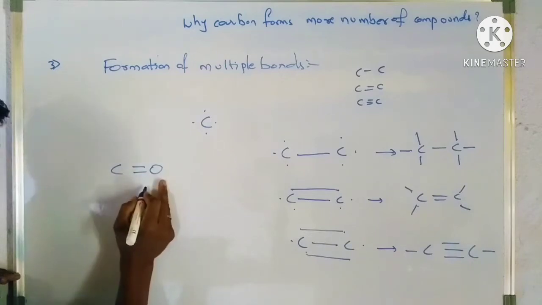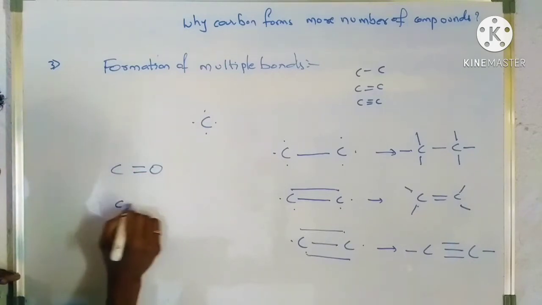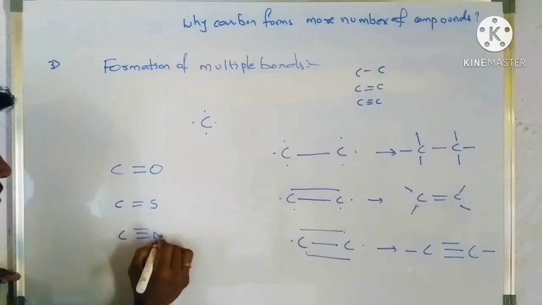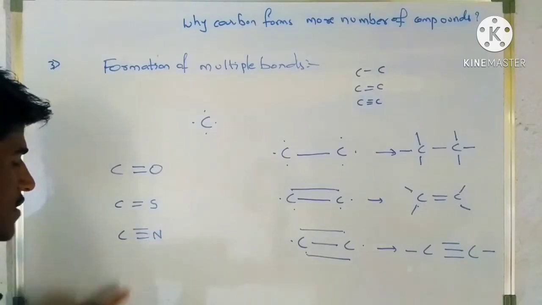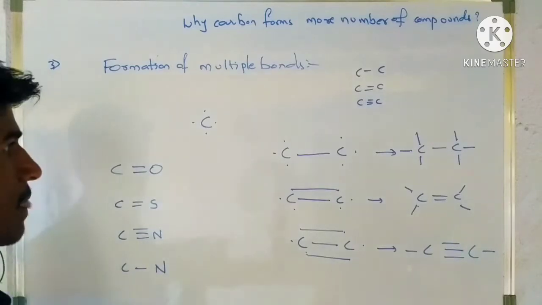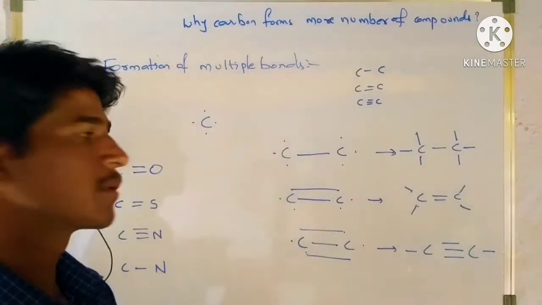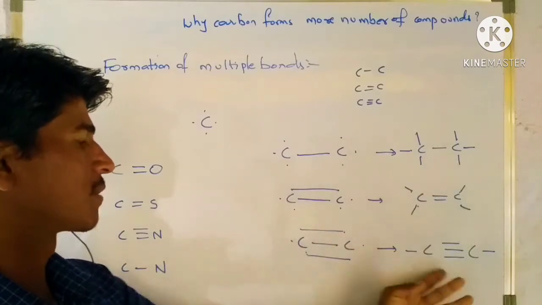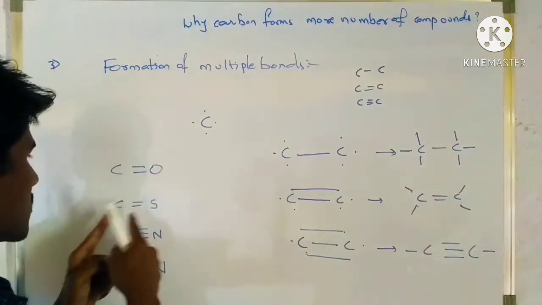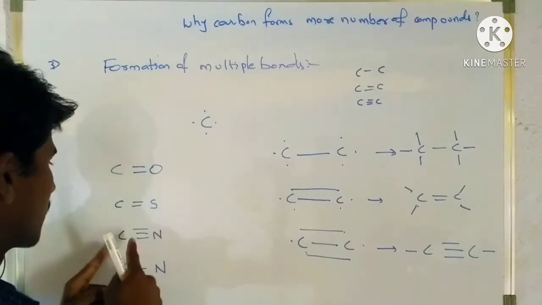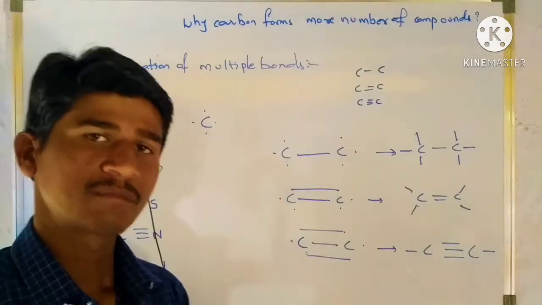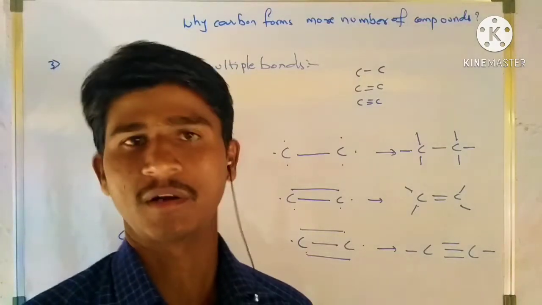So carbon with oxygen has 2 bonds, carbon with sulfur also 2 bonds, and carbon with nitrogen 3 bonds. So like this, carbon also forms a single bond with nitrogen. Like that, carbon could form multiple bonds, single bonds, double bond, triple bond with the same atoms, or a double bond with oxygen, a double bond with sulfur, a triple bond with nitrogen, a single bond with nitrogen. Like that, it forms different types of bonds.